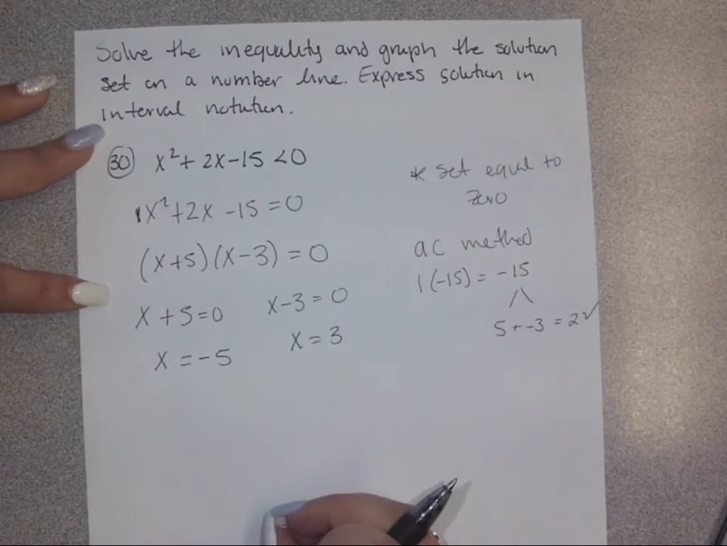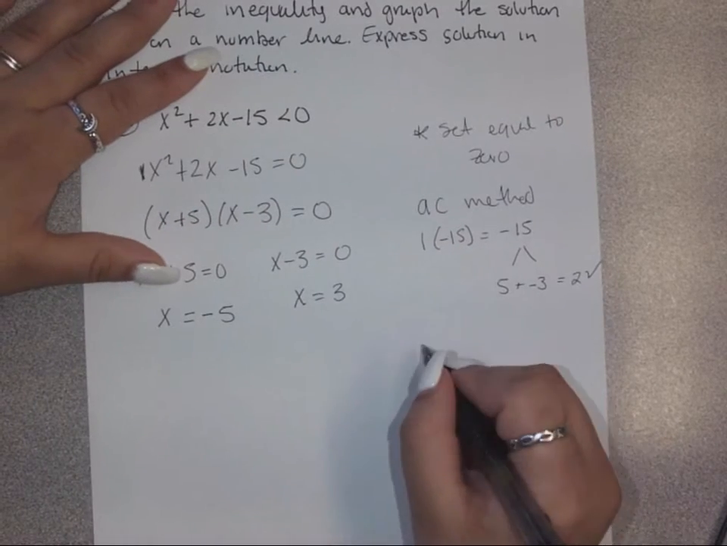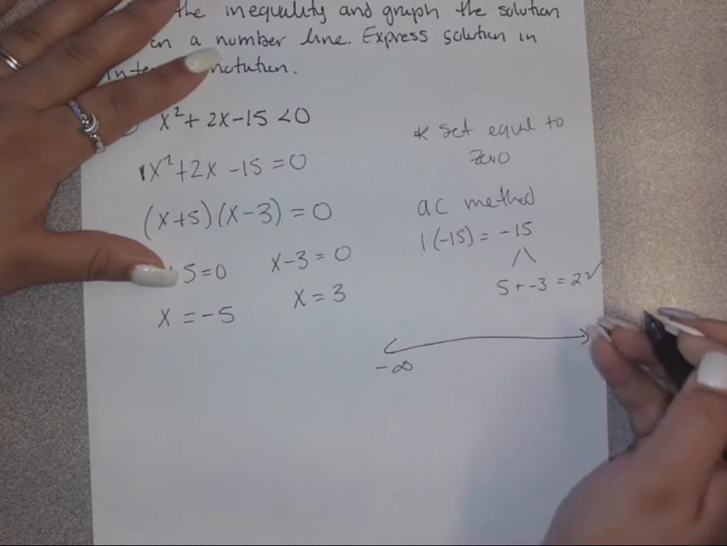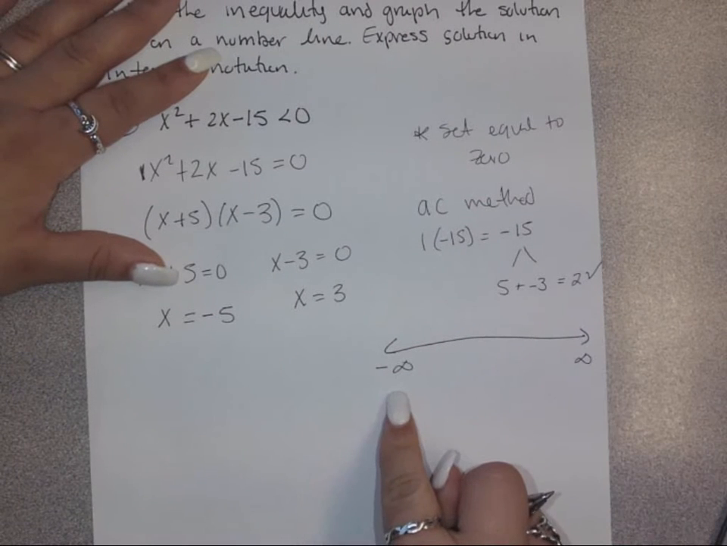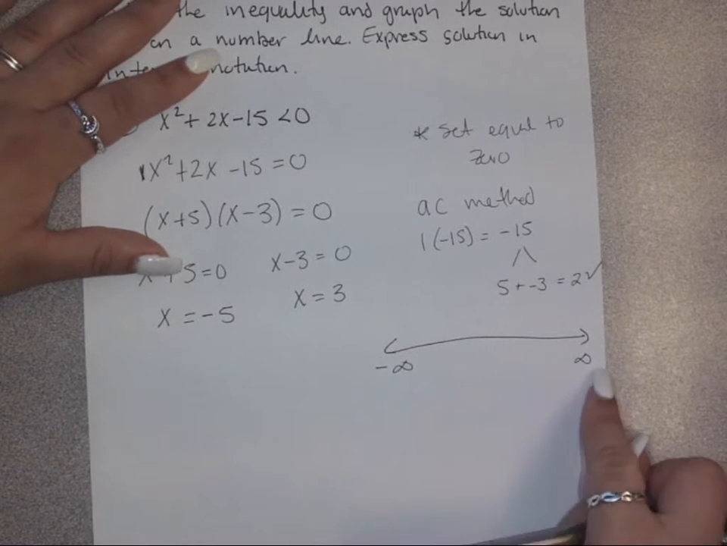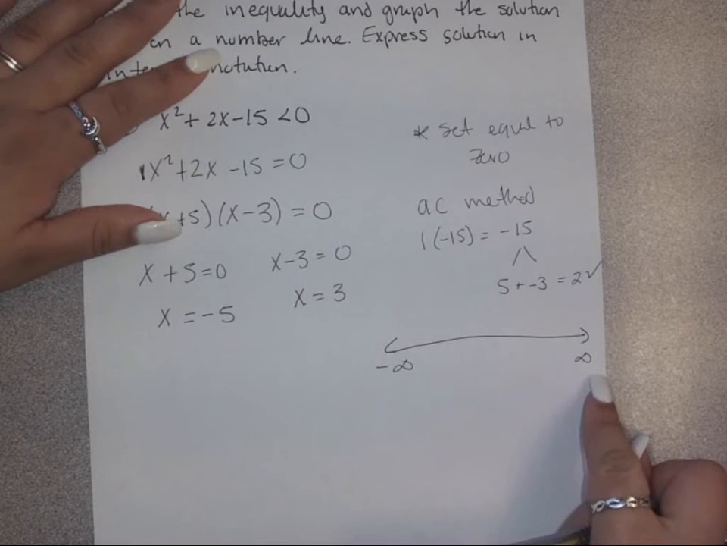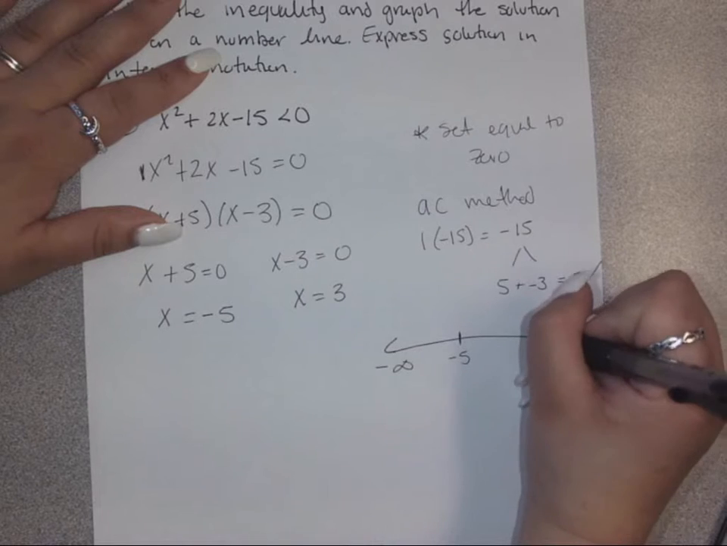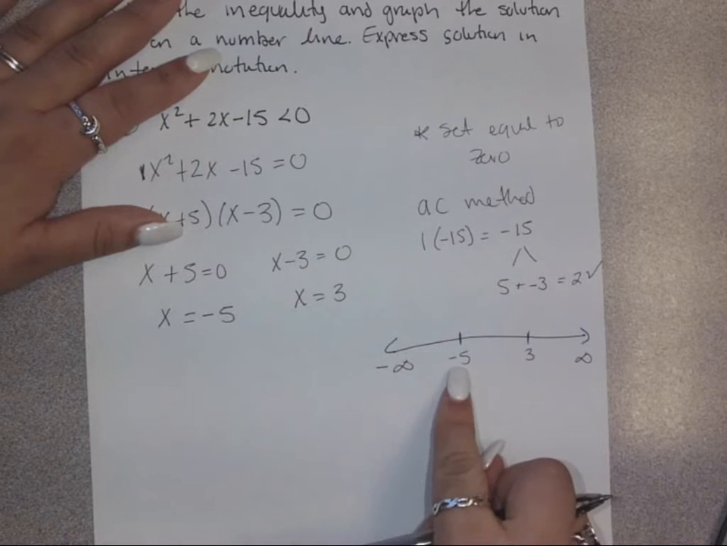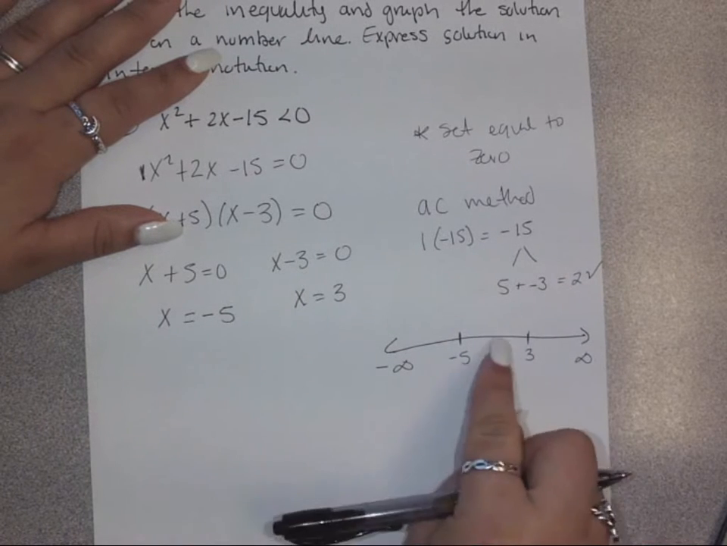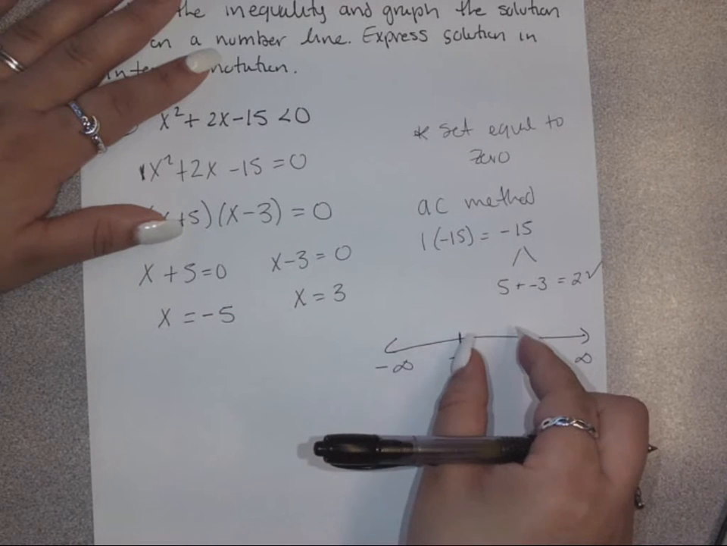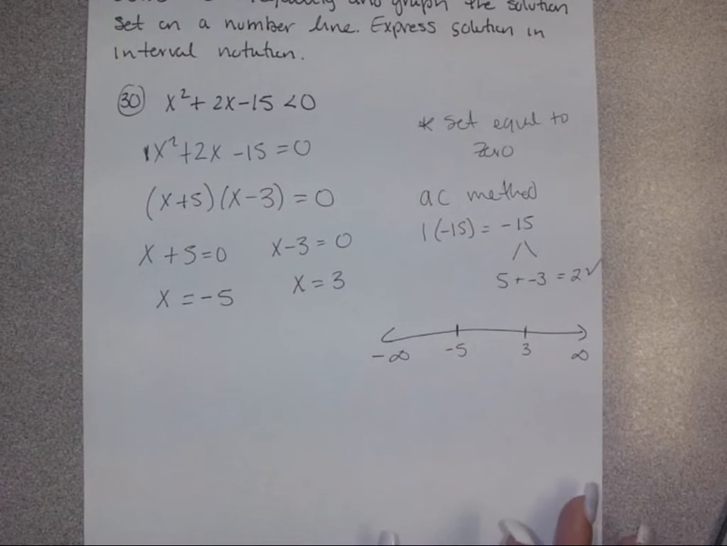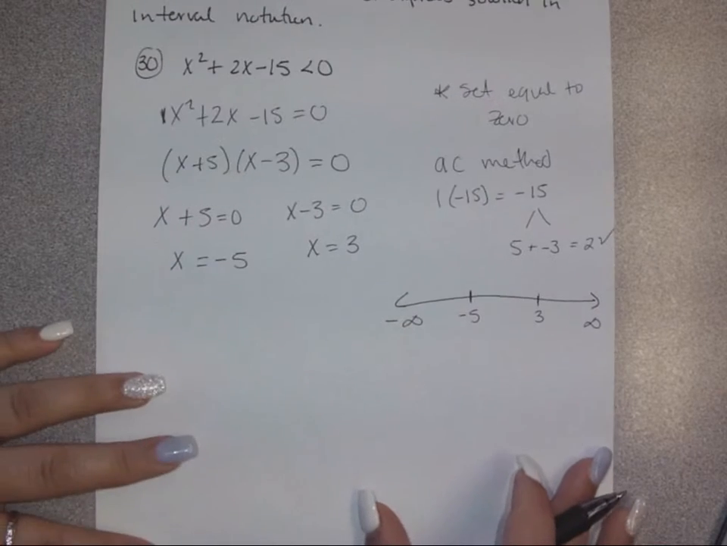Once you reach this point, you take your numbers and put them on a real number line. Remember, your number line goes from negative infinity all the way to positive infinity, and we're interested in putting the values of negative 5 and 3. When we place both of our solutions on the number line, you can see we're creating 3 different intervals. The best way to do this is to organize it in a table.